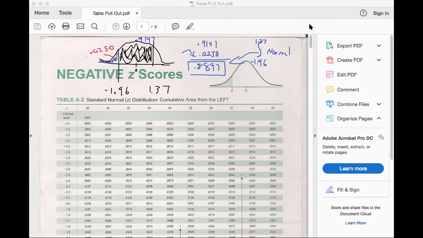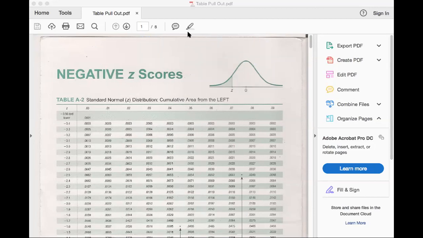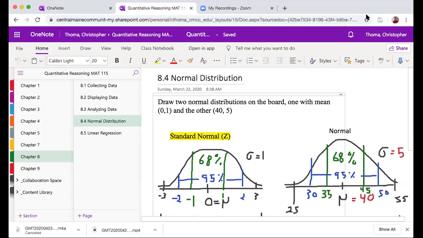So now that we've figured out how to read the table, because that's usually my biggest problem when I teach this, it's not really the procedures, it's how to read the table. So I'm going to shrink my table down for now. We'll go back to our OneNote. I'm going to shrink my boxes just so they're out of my way.